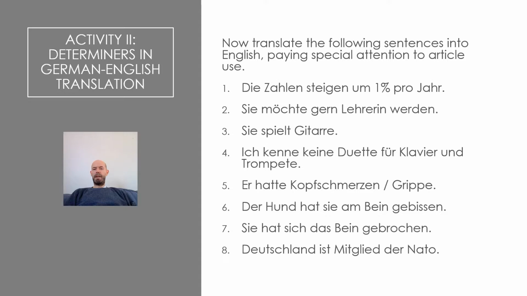Der Hund hat sie am Bein gebissen. We said that if a body part occurs within a prepositional phrase, then we have to use the definite article. So we have to say, the dog bit her in the leg, or the dog bit her on the leg. Both in and on could be used here, I think. Sie hat sich das Bein gebrochen. In this case, Bein comes straight after break, so we have to use a possessive pronoun instead. She has broken her leg.